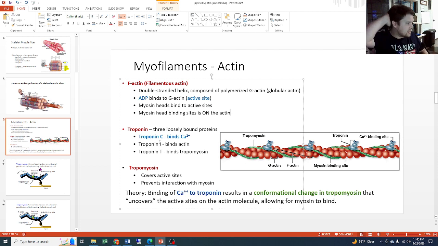Troponin is made up of 3 different proteins. You have troponin C, troponin I, and troponin T. Troponin T binds to the tropomyosin, so it's attached to the tropomyosin. Troponin I binds to the actin. You'll see this later. Actin, a lot of times we'll talk about it being represented by the letter I. Don't know why, but that's the way it is. And also troponin C, which has a spot to bind to calcium.